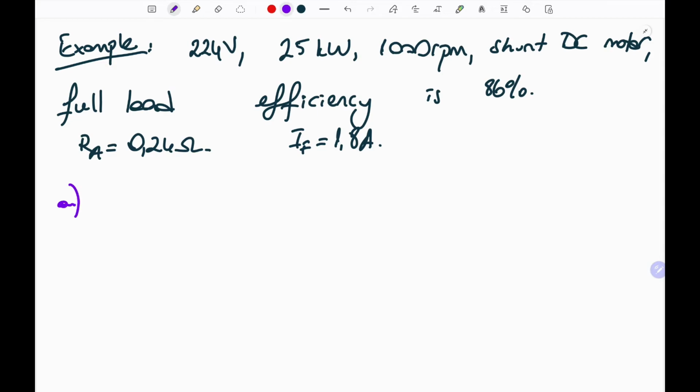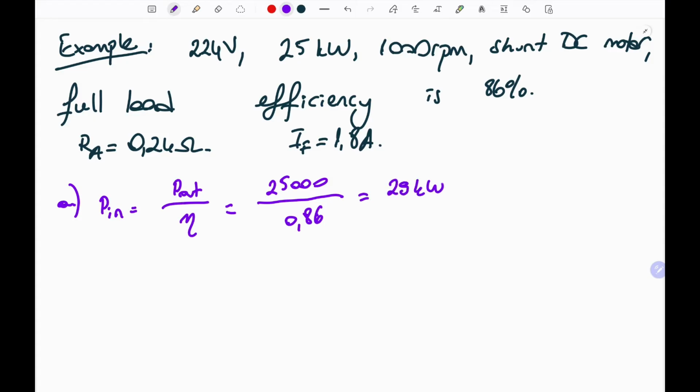So let's start with the input power calculation. For the input power, we will use the output power over efficiency expression, or for the input power, Vt times IL can be used, but we don't have enough information for the IL. So the output power is given as 25,000 divided by 0.86, which is the efficiency of this machine. So 29 kilowatts will be the input power of the machine.